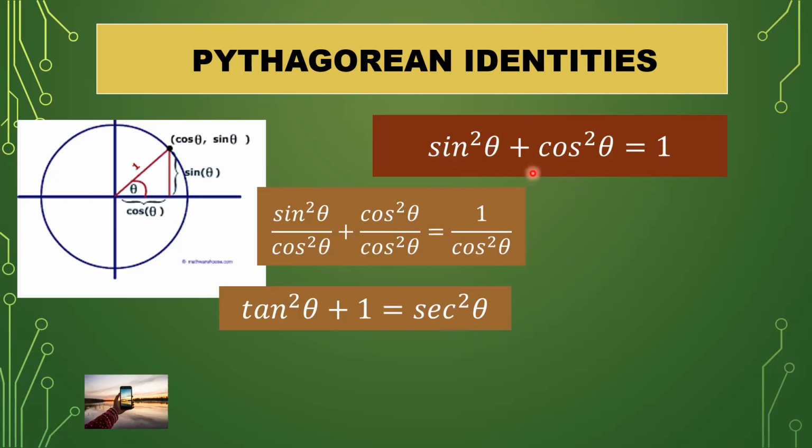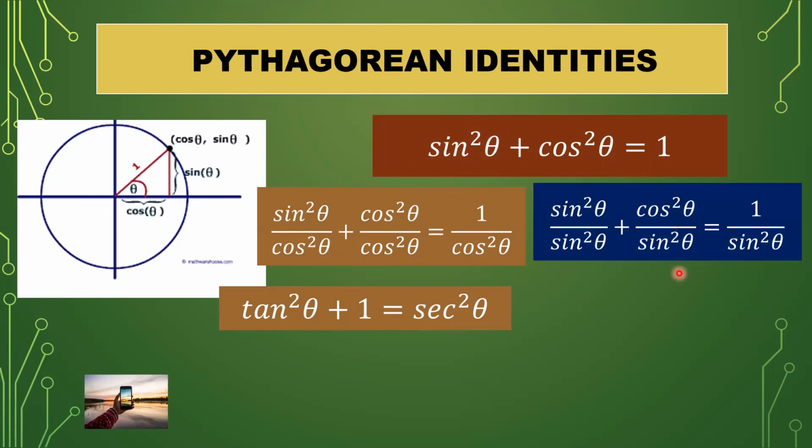Now, if we divide both sides of this equation by sine squared theta, for example, because this is what we want to be equal to 1, dividing both sides by sine squared theta will give us this. So this will cancel out and become equal to 1. Every time you have a fraction with equal numerator and denominator, this becomes 1.